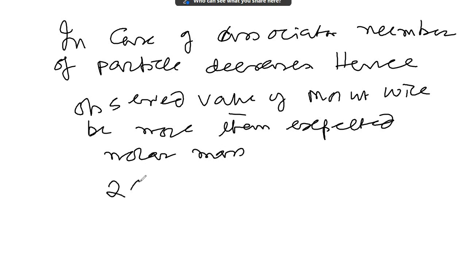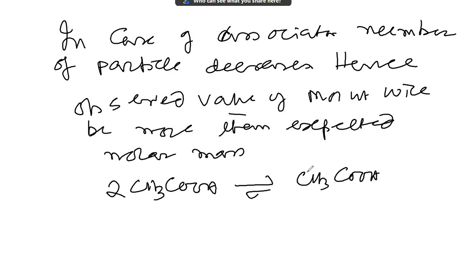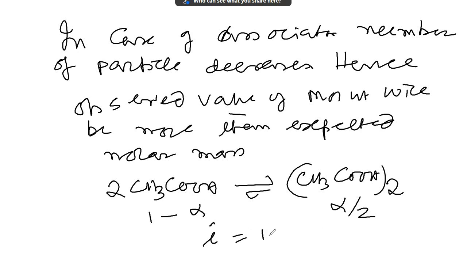Look at this case. Suppose it is associated as a dimer in benzene solution, forming this. If alpha is the degree of association, then for every 2 moles, 1 mole is formed. So if it is 1 minus alpha, it becomes alpha by 2. i is equal to what? The total number of solute particles at equilibrium: 1 minus alpha plus alpha by 2, that is 1 minus alpha by 2.